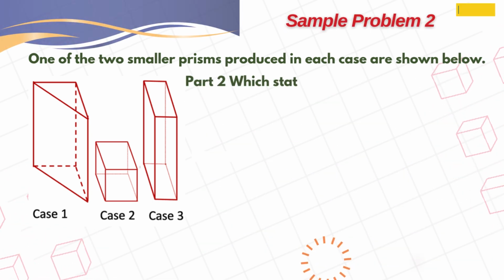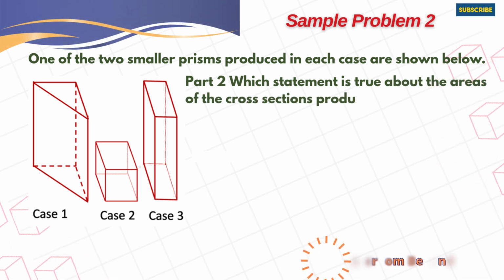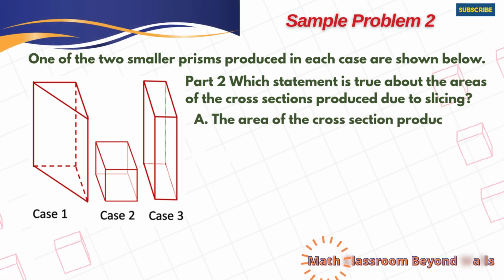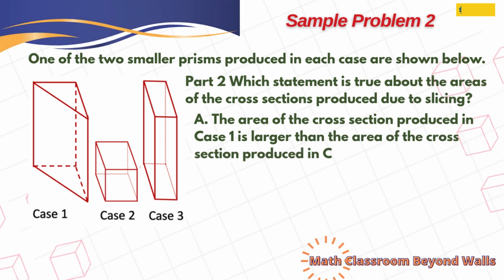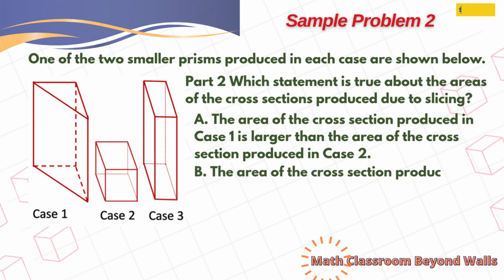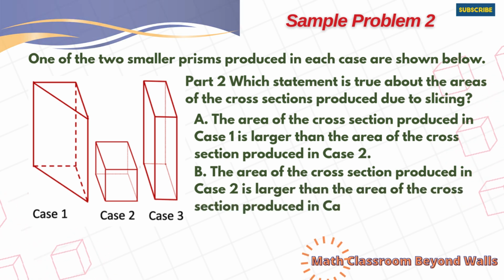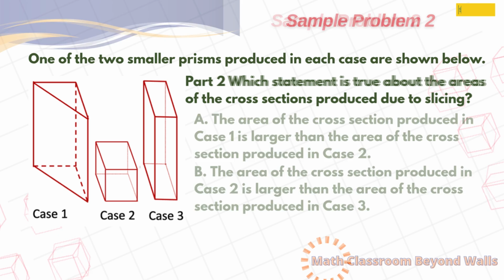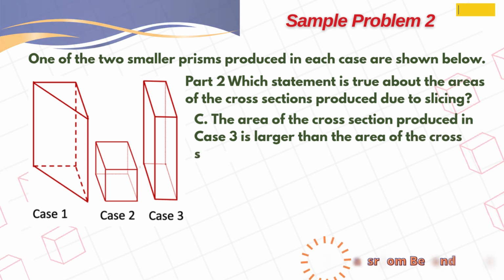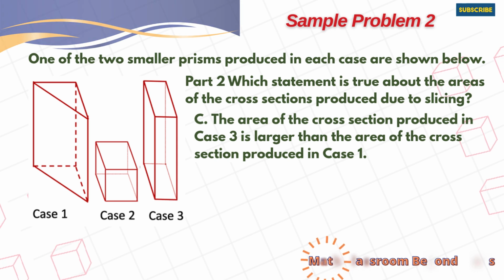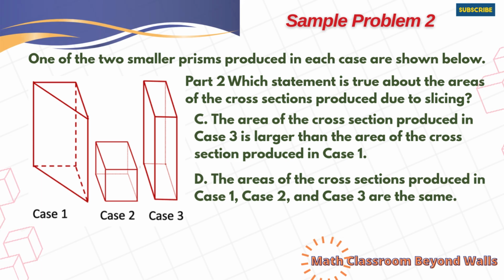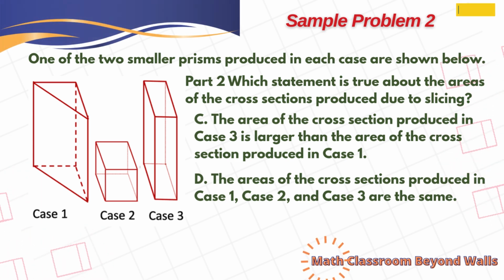Now part 2, which statement is true about the areas of the cross-section produced due to slicing? Option A, the area of the cross-section produced in case 1 is larger than the area of the cross-section produced in case 2. Option B, the area of the cross-section produced in case 2 is larger than the area of the cross-section produced in case 3. Option C, the area of the cross-section produced in case 3 is larger than the area of the cross-section produced in case 1. And option D, the areas of the cross-sections produced in case 1, case 2, and case 3 are the same.